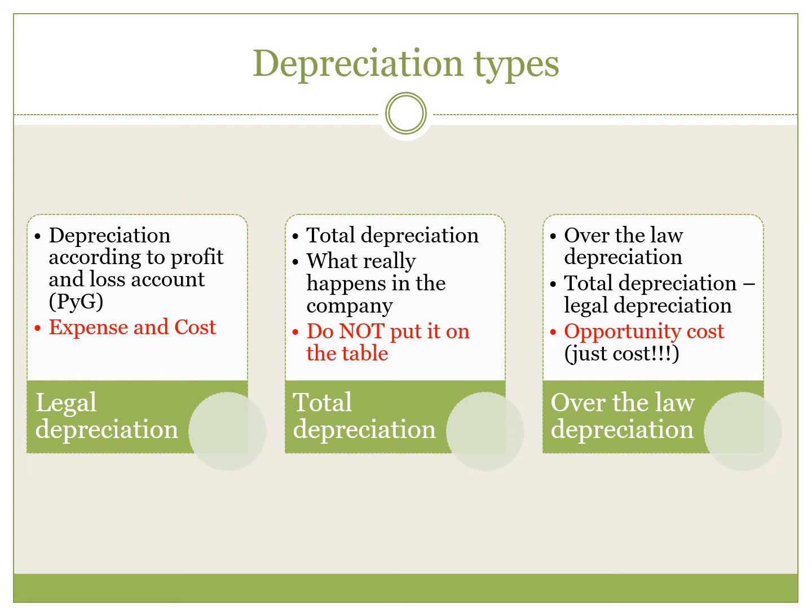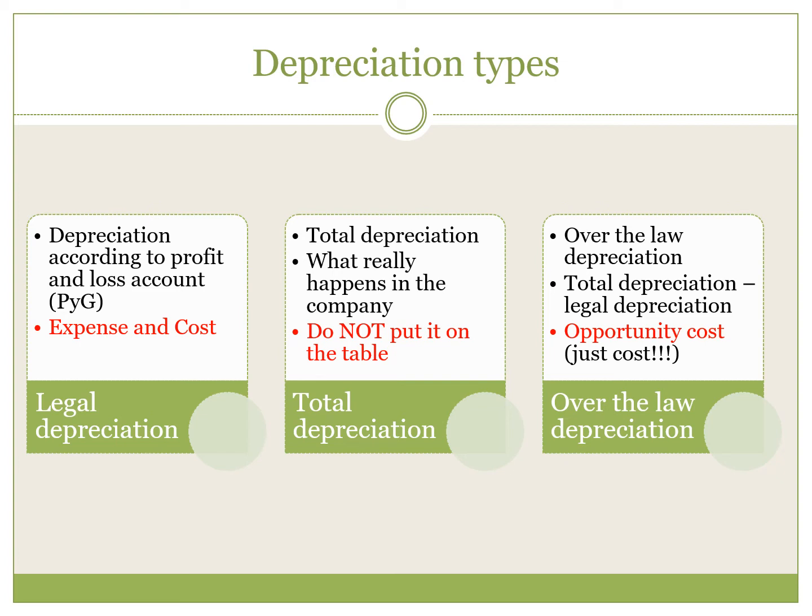Then we have total depreciation. Total depreciation is what really happens in the company. It really reflects the depreciation, the loss of value that that asset is having in the company because of the way they are using it. Okay? And this depreciation does not appear in your chart. Do not put it on the table.